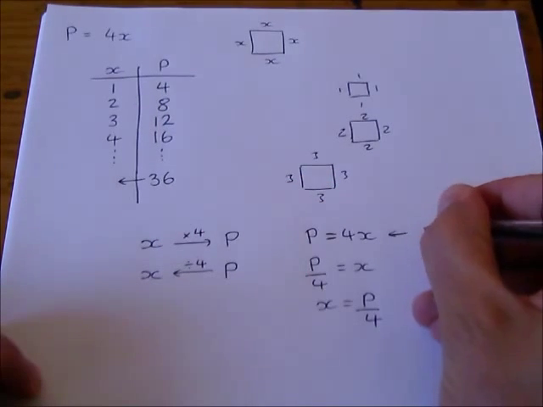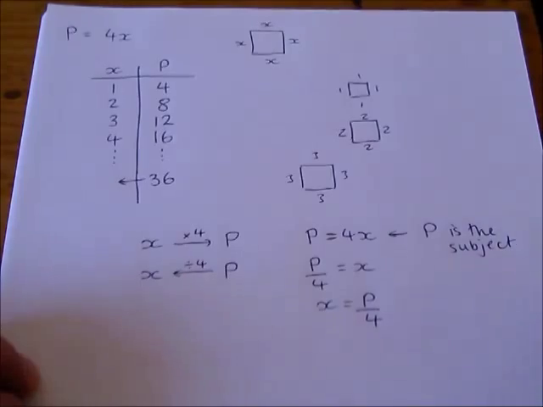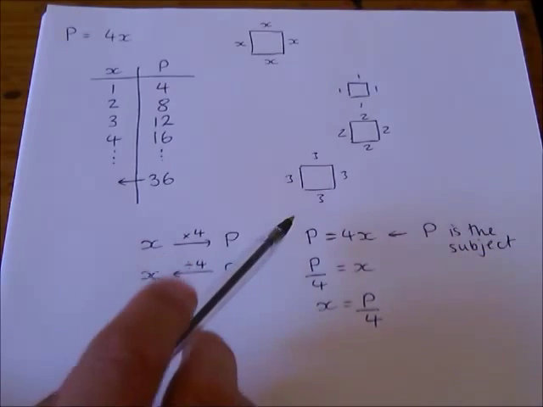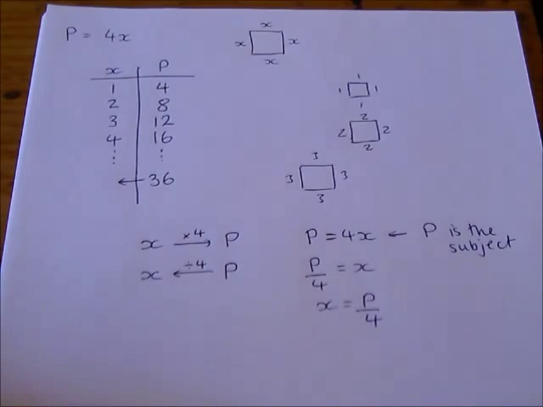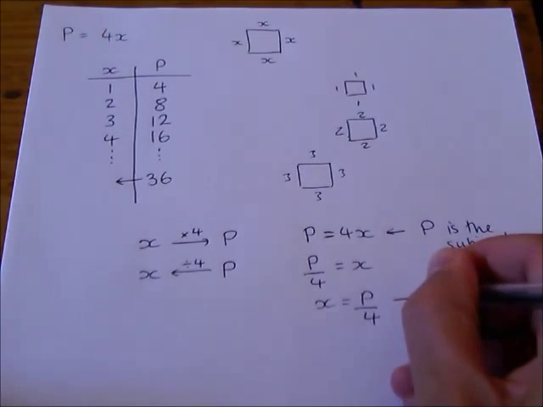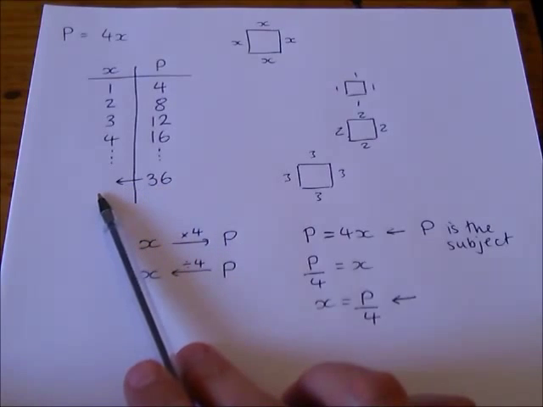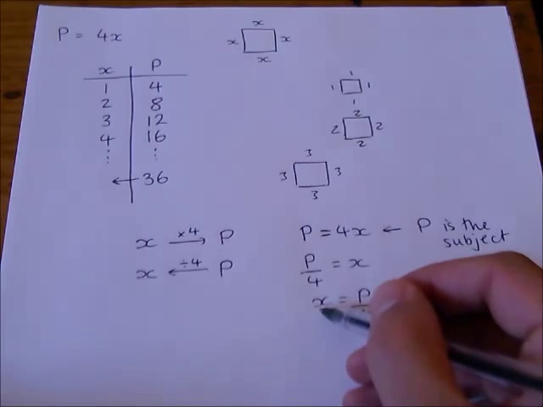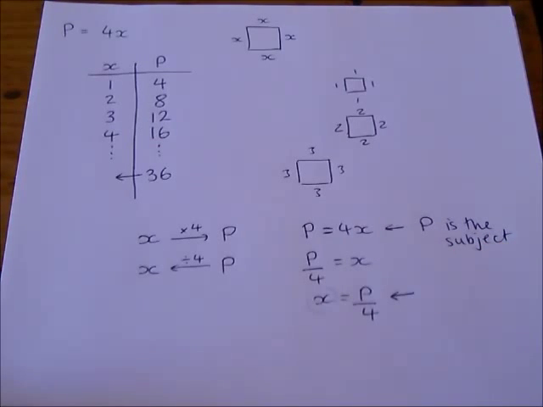P was the thing we were working out, and we call that the subject of the formula. So you can identify the subject of a formula because it's the letter on its own on one side of the equals symbol. And in this version, when I was working backwards, remember I said, what happens if I give you a perimeter of 36, can we work out the size of the square? In this version, I've now got X on its own on the left hand side of the equals sign, and so X is the subject.